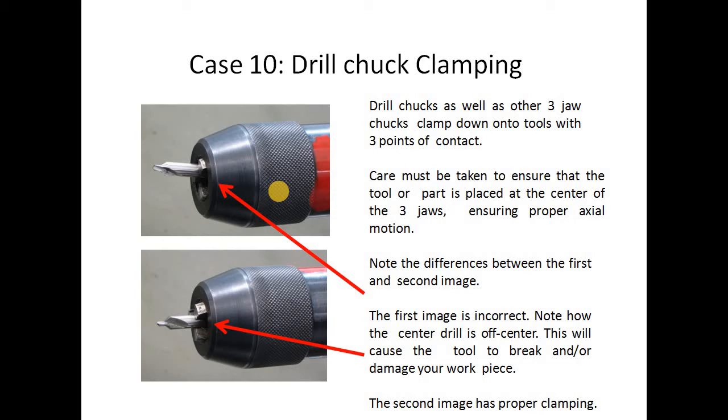Next is drill chuck clamping. You can see clearly the difference of the three jaw chuck. In the first case, the tool is going to either side, but in the second case, it is exactly at the center. So the first case is incorrect, and the second case is correct. Note how the center drill is off center in the first image. This will cause the tool to break or damage your workpiece. So the second image must be prepared for the clamping.